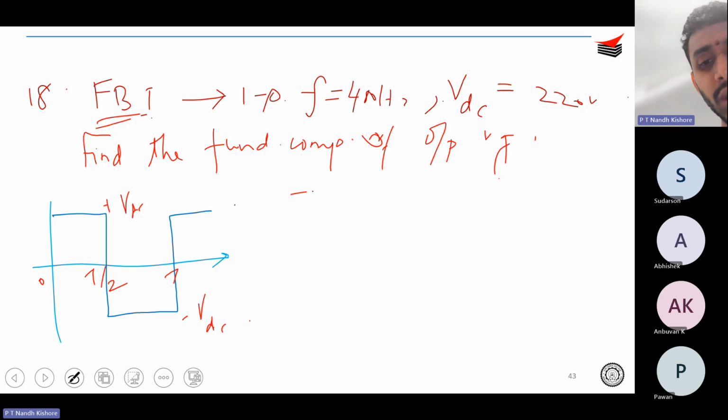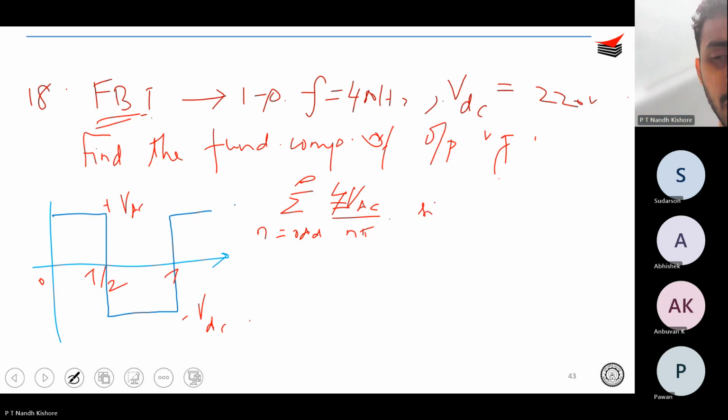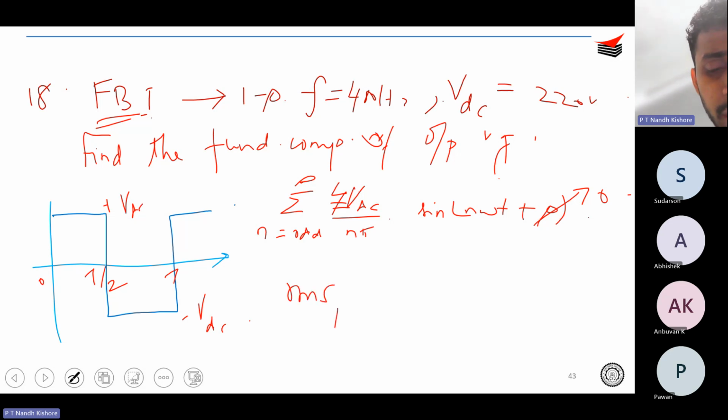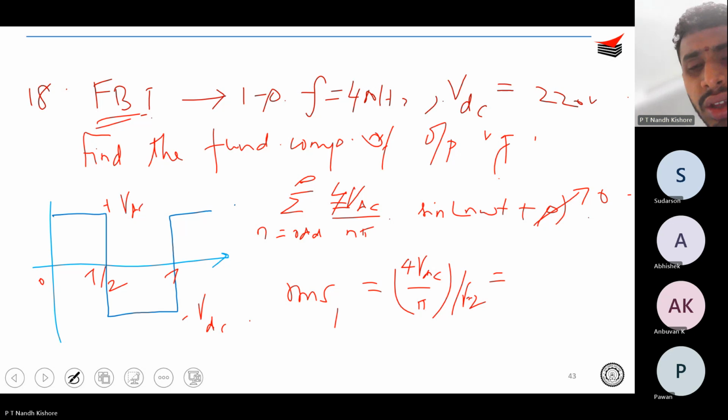Correct? So your output is given by the sum over N equal to odd to infinity of 4 times VDC by N pi sine N omega t plus phi. It is feeding an R load. Therefore phi is 0. So what is the fundamental RMS? RMS fundamental is 4 VDC by pi by root 2. Correct? So what is the answer? 4 into 220 by pi by root 2.